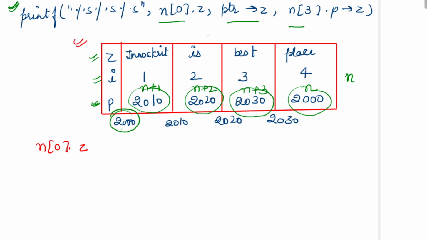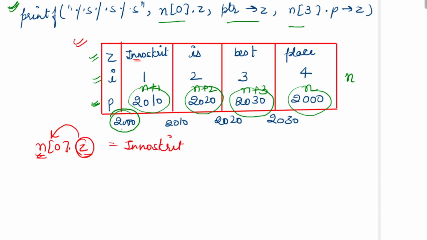So we are supposed to print these three values, and the first value is n0 dot z. n0 dot z means the z string at 0th index. So what is the string, the z string at 0th index? It is InnoScript, so it will be InnoScript.